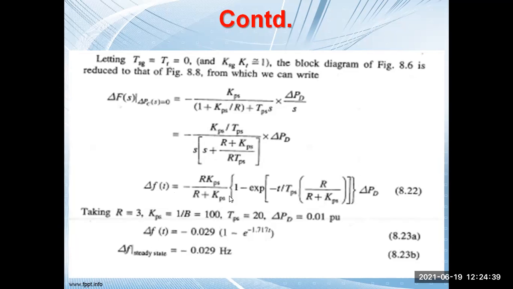1 by s, if you take the inverse Laplace, that will be 1. And 1 by s plus a, if you take the inverse Laplace, that will be e to the power minus at. So a is this term and t is this one. Now if you substitute these values, KPS equal to 100, TPS equal to 20, R equal to 3 and delta PD equal to 0.01, you will get the value of delta FT. Now steady state means t equal to infinity. So finally this will be equal to 0. So this is the final steady state. Is it clear?